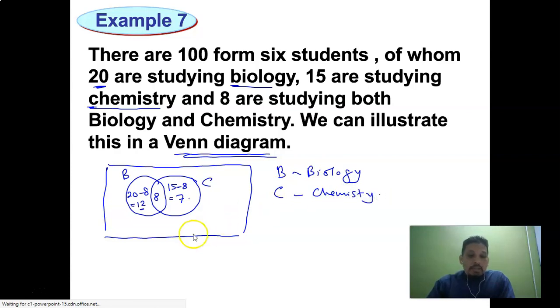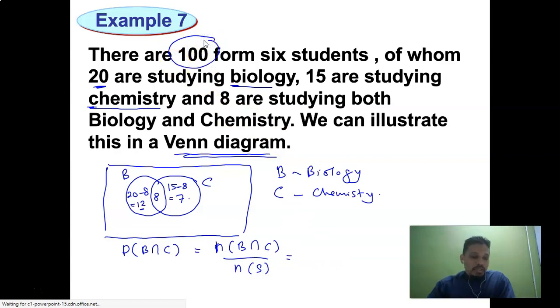Okay, now the probability of a student studying both biology and chemistry equals the number of students taking biology and chemistry divided by the number of S here, or the whole student body, which is 100, equal to 8 divided by 100, or 0.08. Okay.